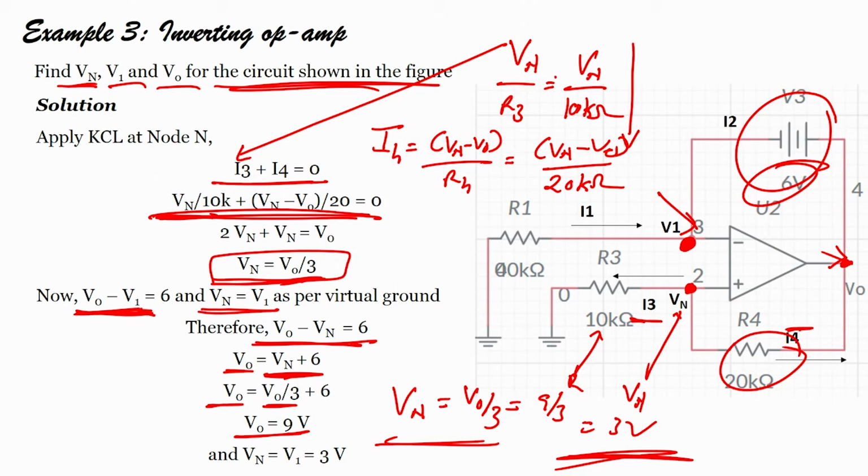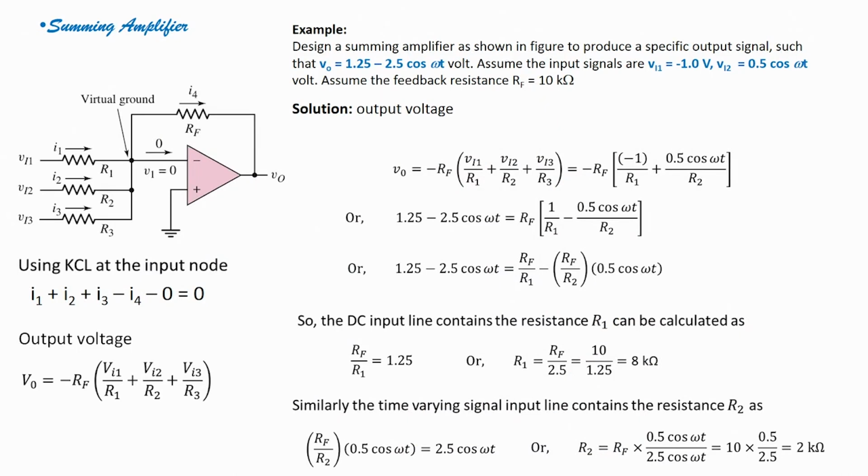This is how I can find Vn, V1 and Vo for the given circuit when you are given a circuit of an inverting amplifier. Okay, guys. Now, let us see an example of a summing amplifier. So, what is a summing amplifier? Let us see the circuit.